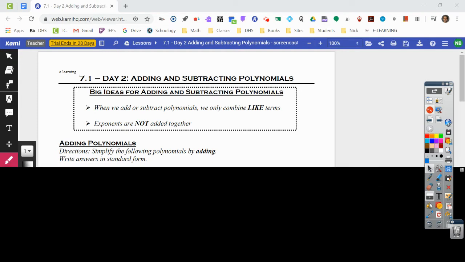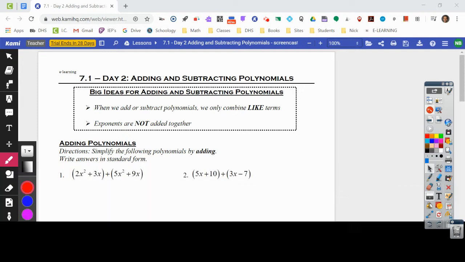First things first, let's read these directions. When adding polynomials, we want to simplify the following polynomials by adding, and then write our answers in standard form. Remember, standard form is written when our terms go from the highest degree to the lowest, meaning our highest exponent term first, then our next highest, and so on.